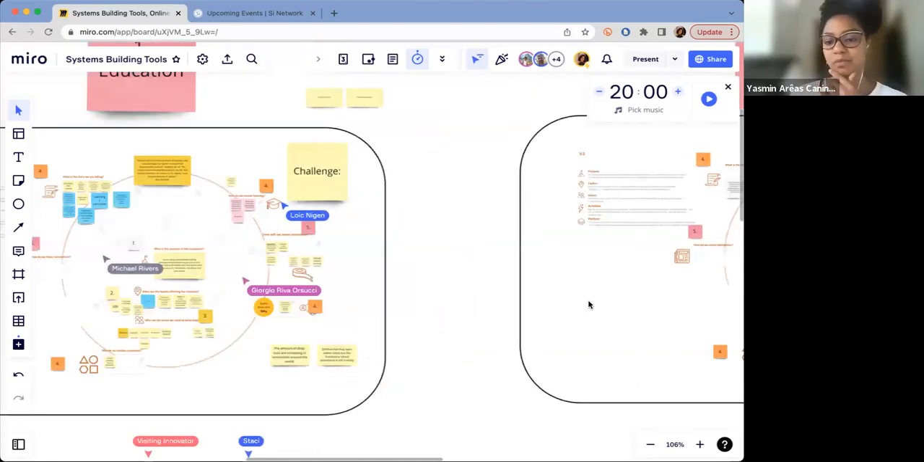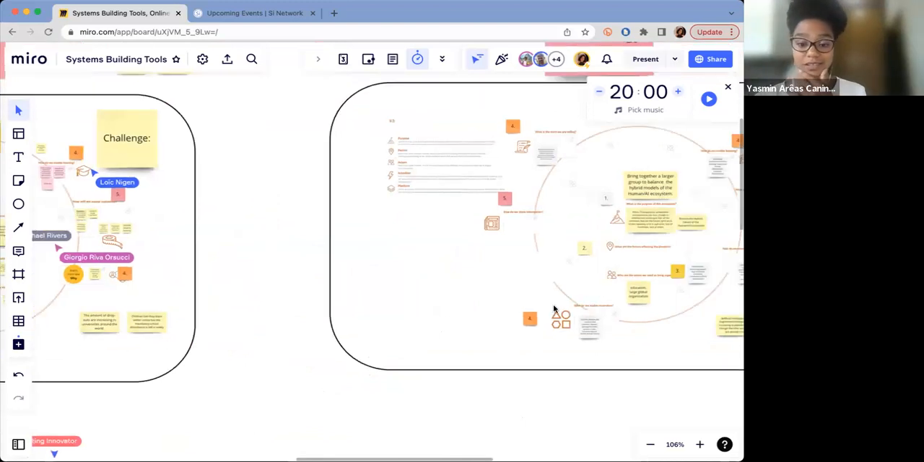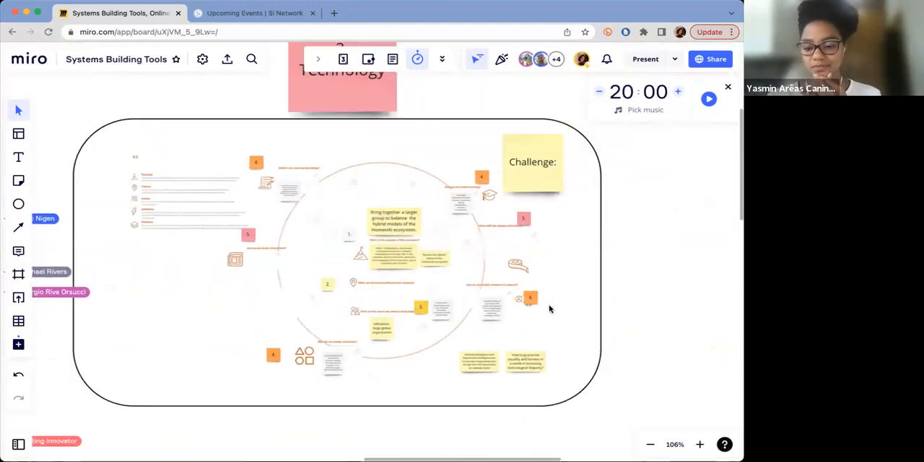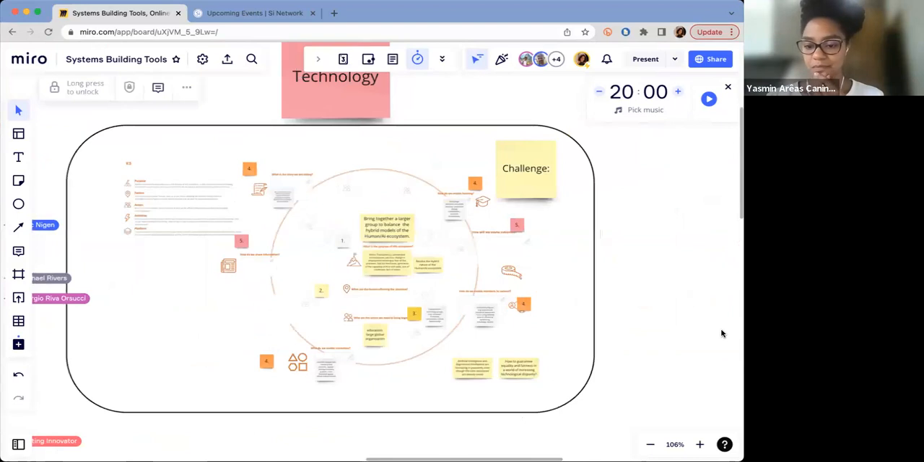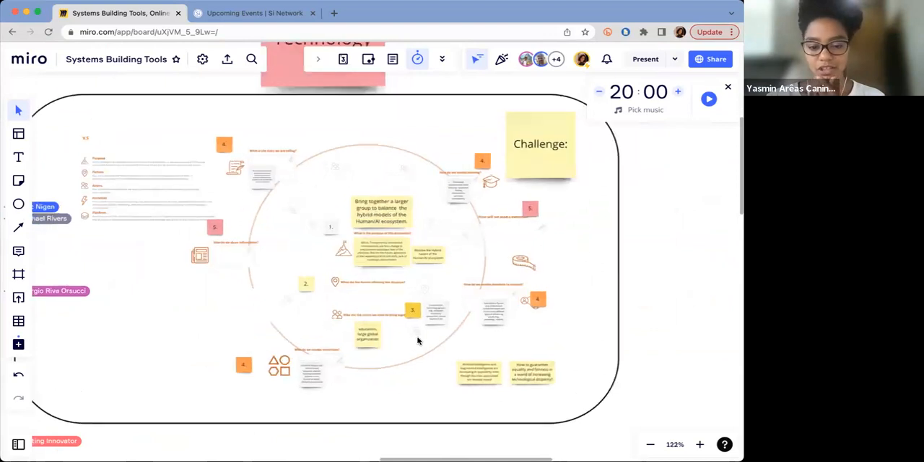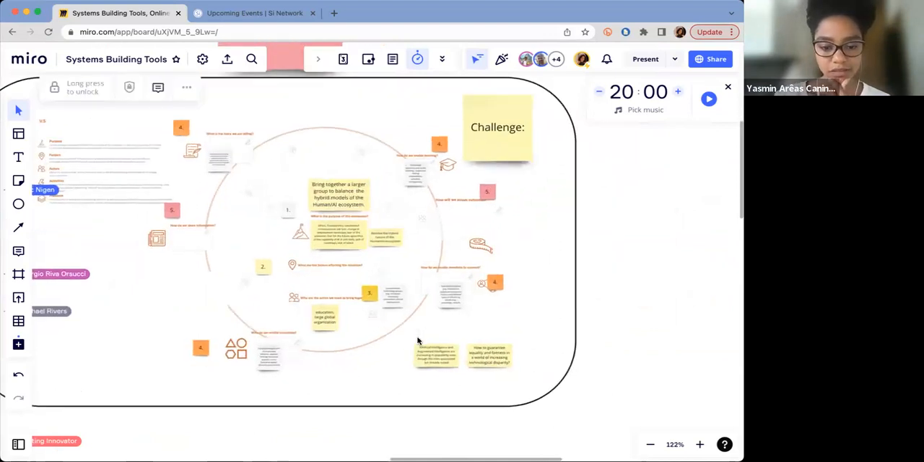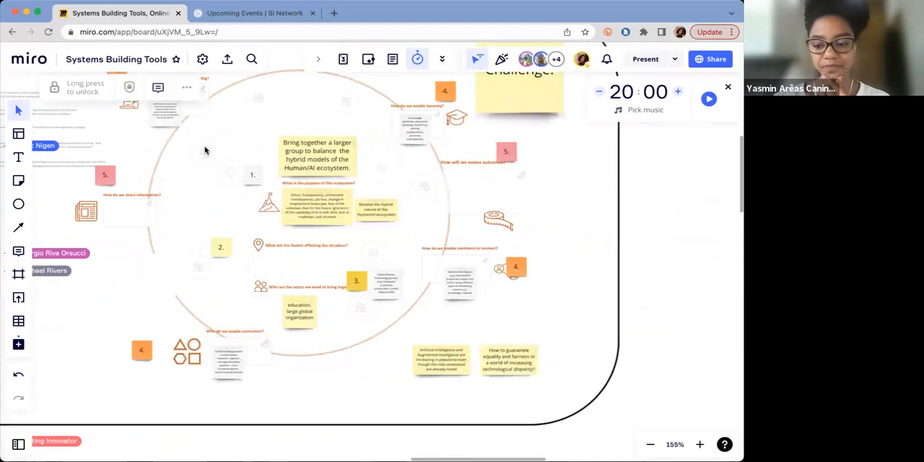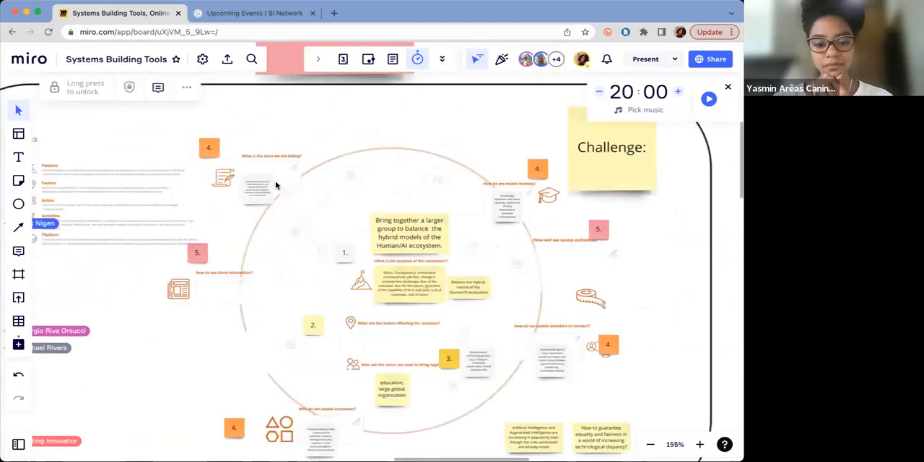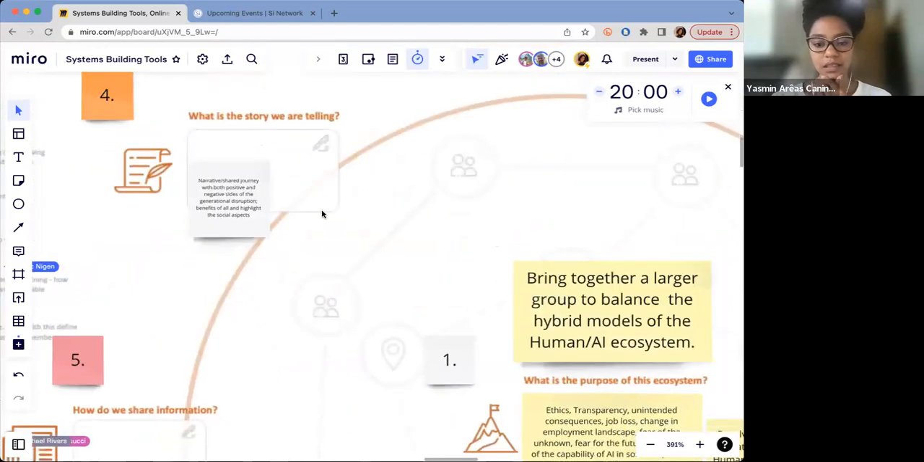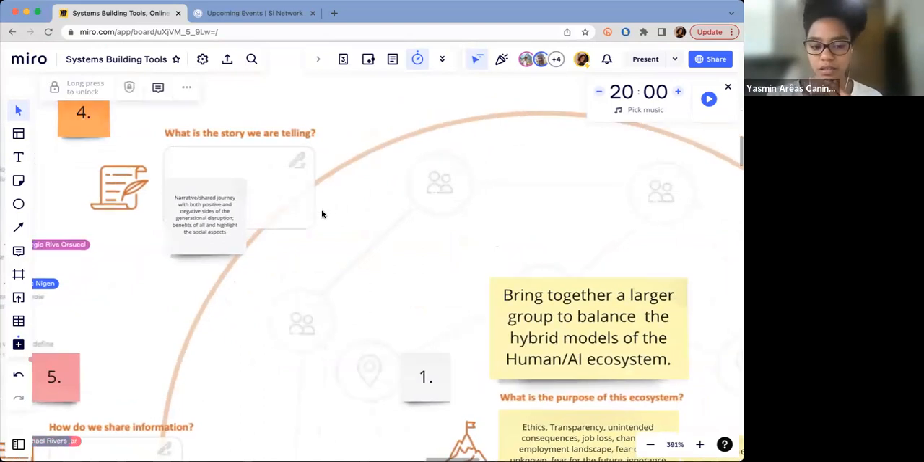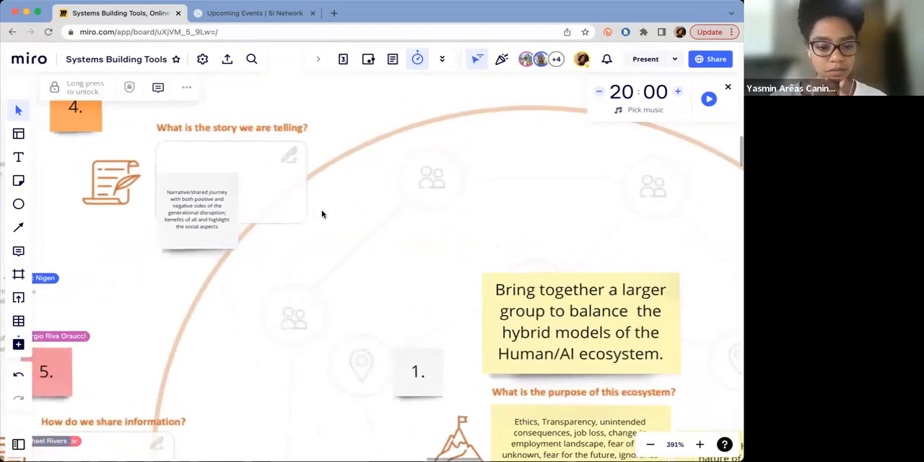Some insights from group two. Technology. Let me see what happened here. Don't know if you're muted, if you're talking.